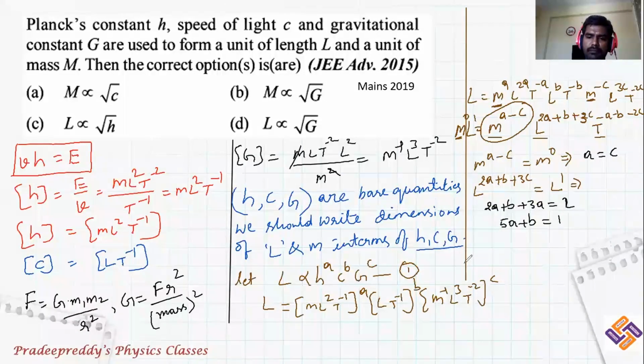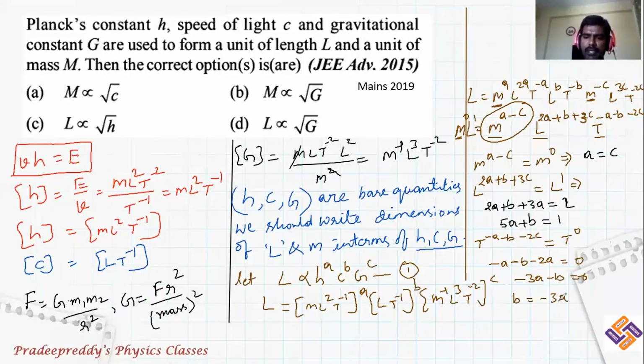Next, coming to time. T^(-A-B-2C) is equal to T^0. Bases are same, powers can be equated. A and C are equal, so minus A minus B minus 2A is equal to 0. Minus A minus 2A is minus 3A minus B is equal to 0. B is equal to minus 3A. This is B.